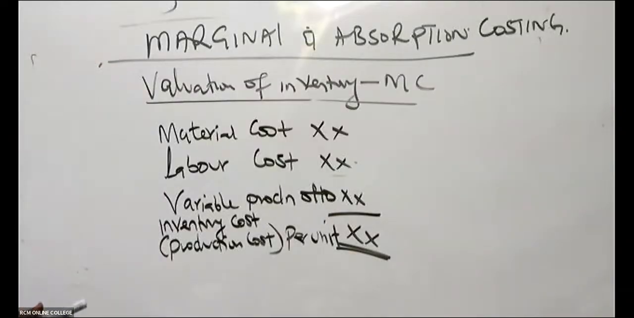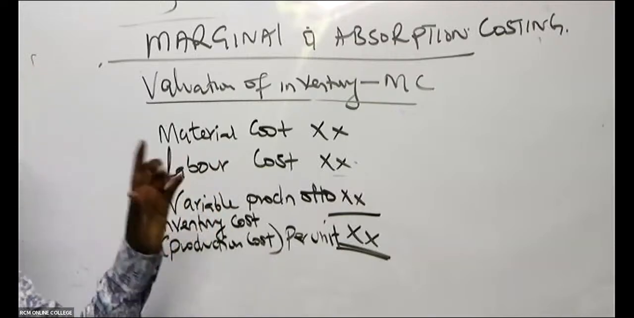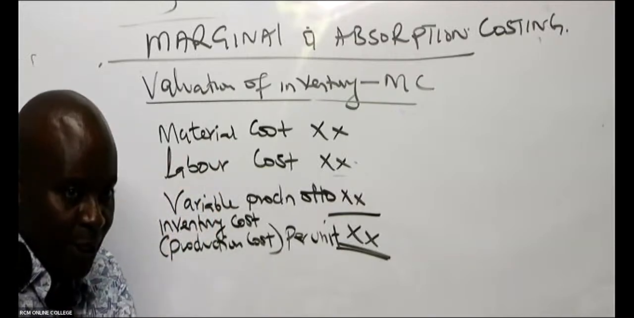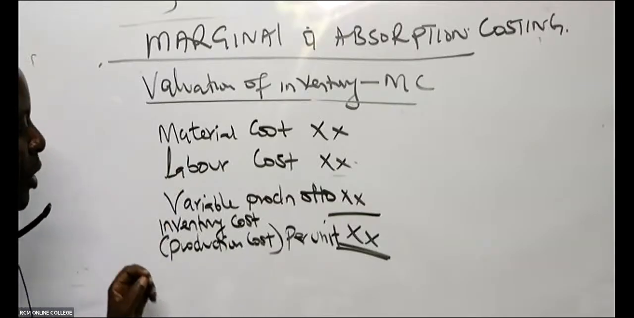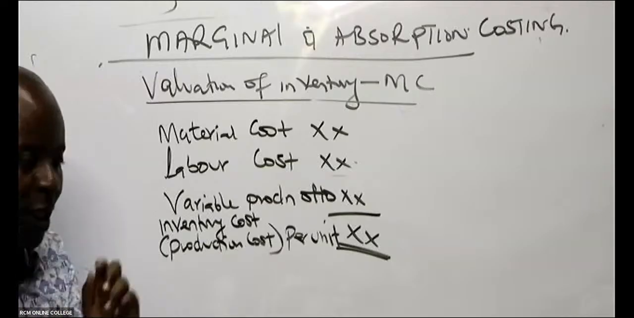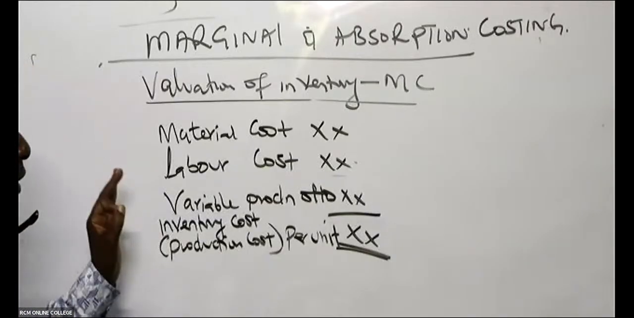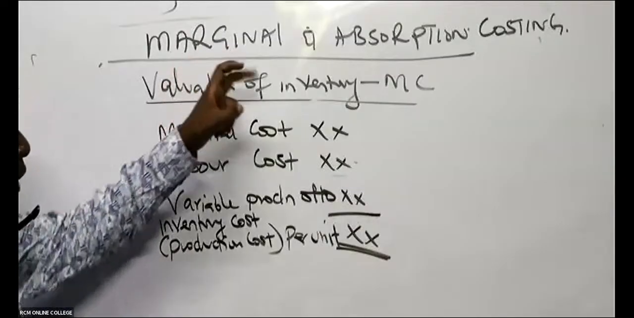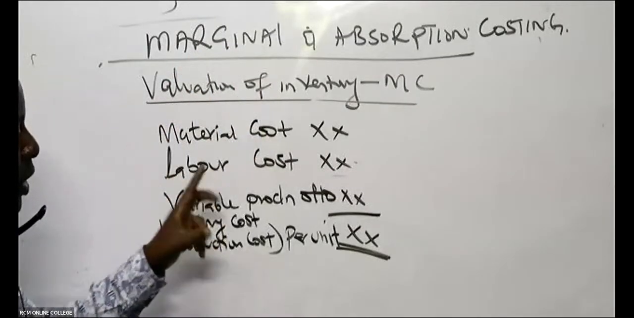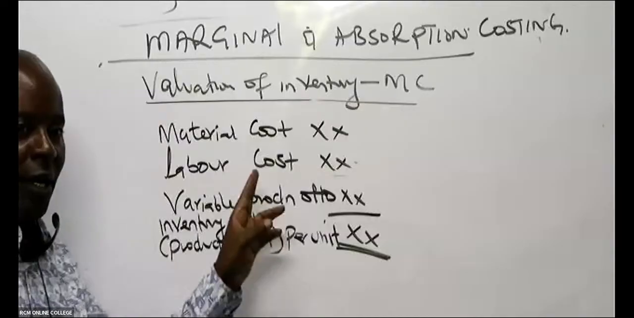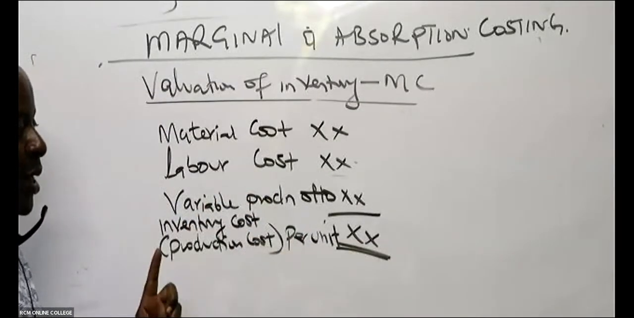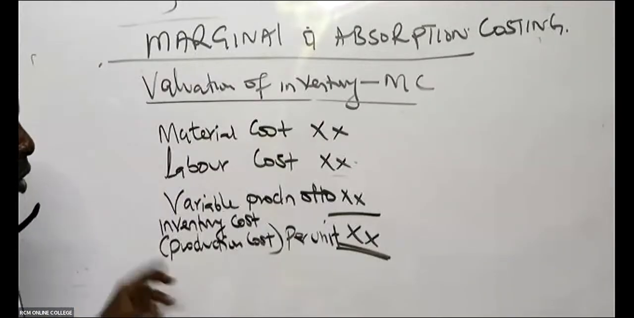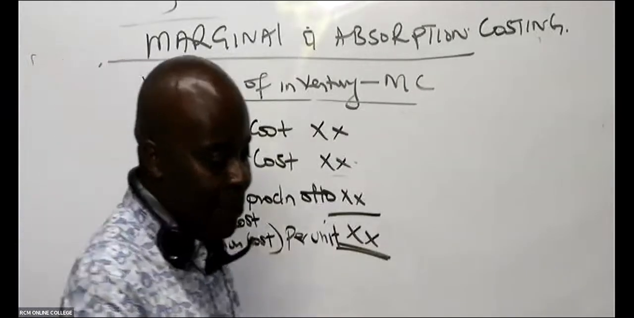So anytime you want to value your inventories, if it's marginal costing, we cannot bring in fixed cost. In terms of inventory valuation or valuation of the units you have produced, we shall only be considering three costs: material cost, which is variable, labor cost, and variable production overhead. Those three will automatically give us what we call inventory cost, or production cost, per unit.